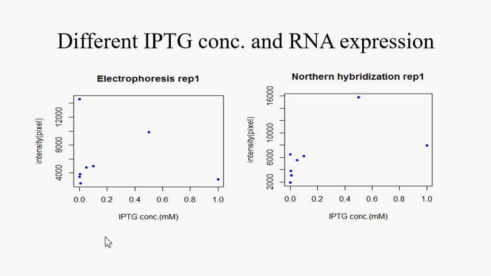Here are the results. First is the electrophoresis fluorescence, and next is the northern hybridization. As you can see, this is the IPTG concentration, and the intensity of each band, and the intensity is the amount of GUS RNA. You can see there is a pattern that when the concentration gets bigger, the intensity gets bigger too.